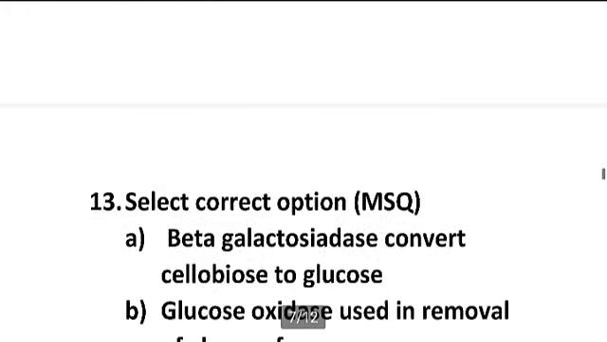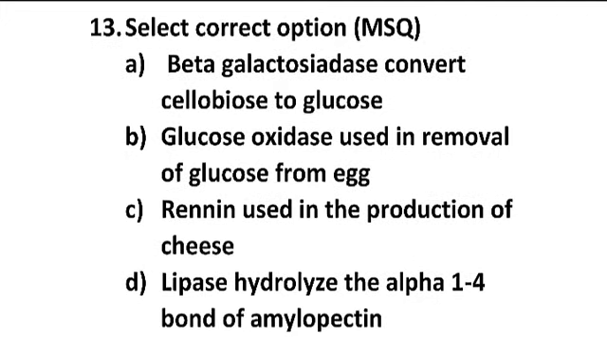Now moving to next question. 13th question is select correct option. It is also MSQ, and the options given are A. Beta galactosidase converts cellobiose to glucose, B. Glucose oxidase used in removal of glucose from egg, C. Rennin used in the production of cheese, D. Lipase hydrolyze the alpha-1,4 bond of amylopectin.